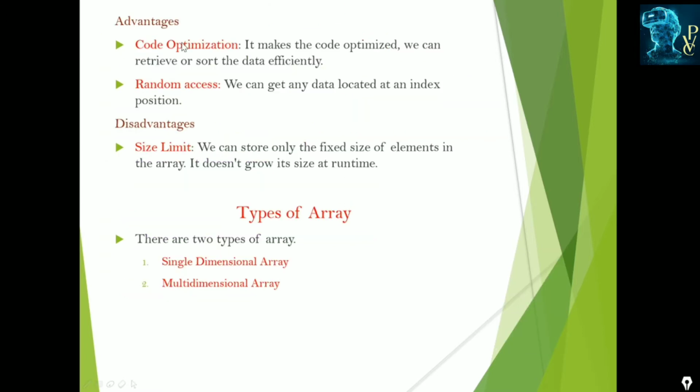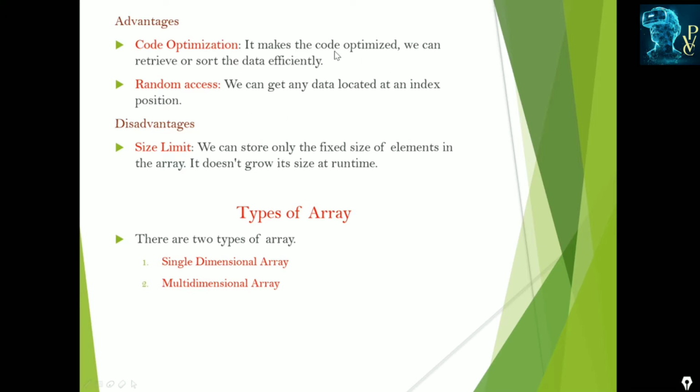Okay, arrays. The advantages of arrays are code optimization and random access. Random access means we can get any data located at any index position. Okay, we have 10 elements. So what is the index? 0 to 9. 0, 1, 2 up to 10 minus 1, the 9th index. We can access the third element, or the 8th element or the 0th element. Like this, we can randomly access the elements from the array.